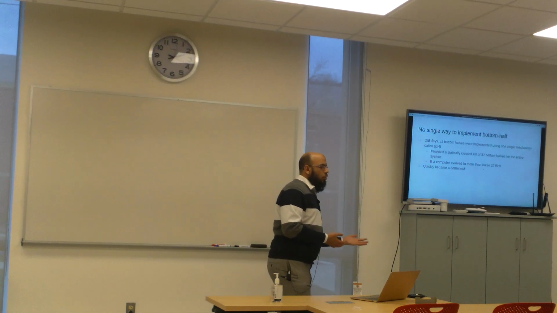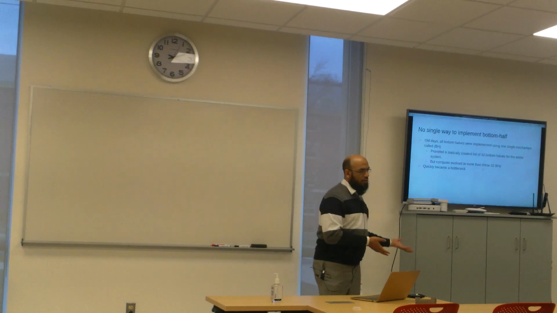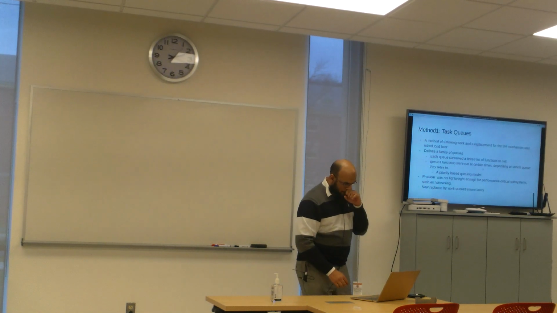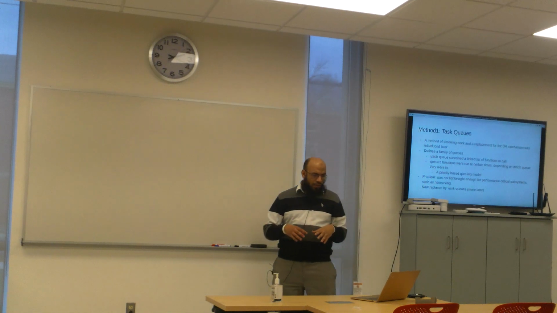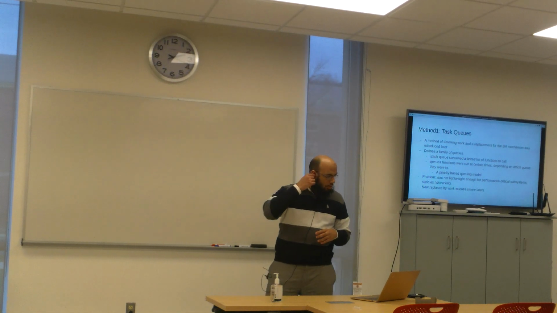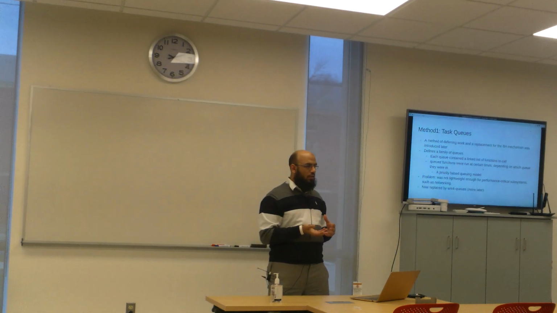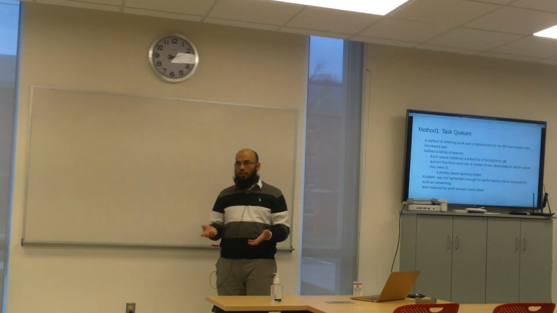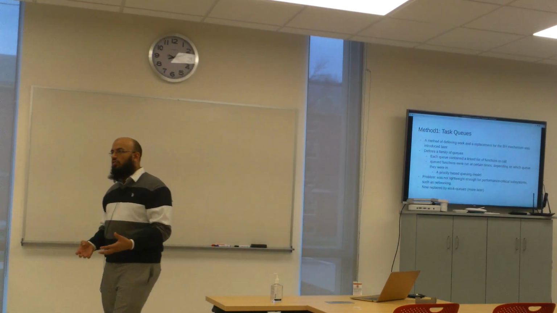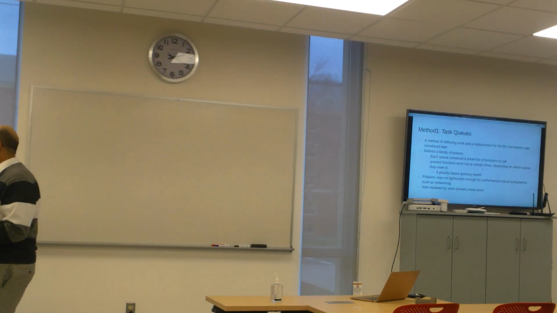So we needed more than 32 bottom halves, and this quickly became a bottleneck. So they started building different mechanisms to improve the system. The first one was task queues. It's also dead. Okay, so this is their first answer to the bottom half not working.